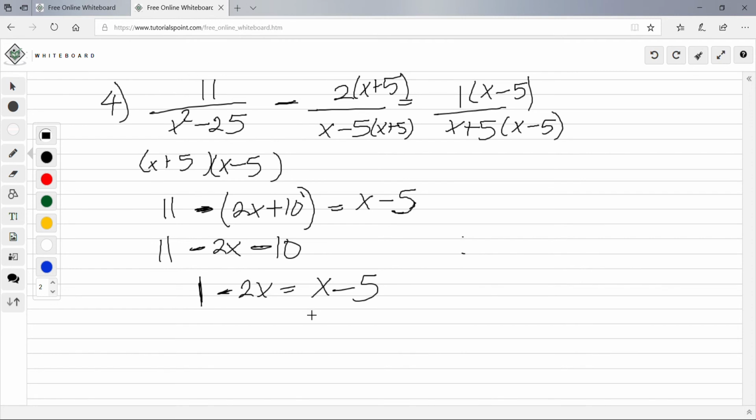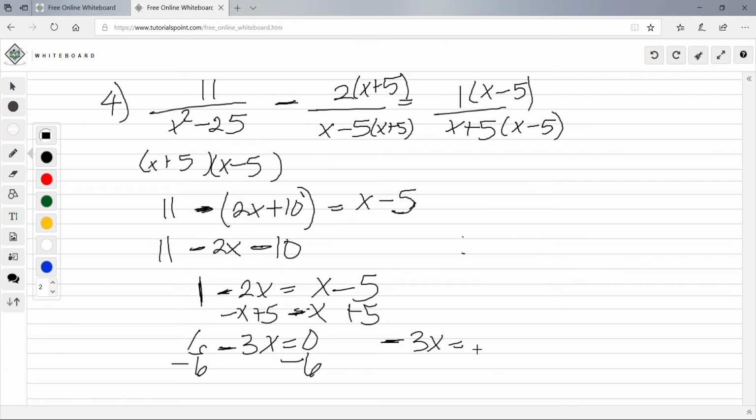Let's solve for x, so I will get the right side to 0, so I gotta subtract x and then add 5 because I wanted the right side 0. So negative x and then add 5. So 1 plus 5 is 6, and then negative 2x minus x is negative 3x, plus 6 equals 0. I'll subtract that 6. So you're left with negative 3x equals negative 6, and then divide by negative 3 on both sides. x should equal 2.